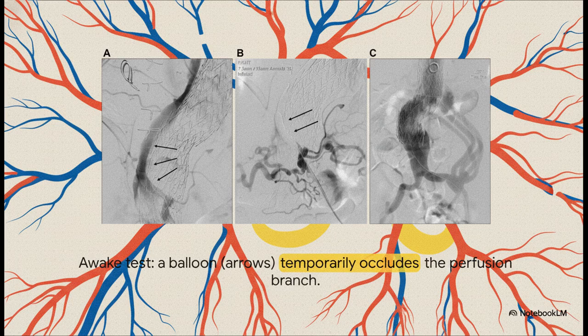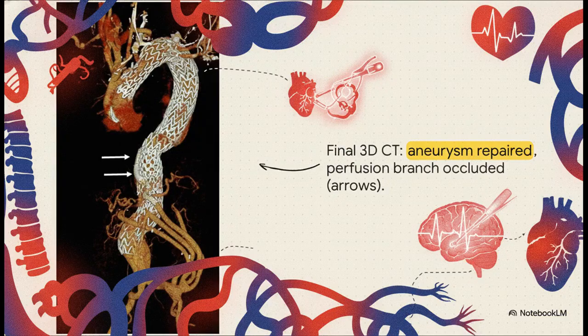It proved that her spinal cord's collateral network had developed enough to tolerate the permanent occlusion of that branch. Just incredible. And on the right, you see the final angiogram showing all the visceral grafts are working perfectly. And this is the final result, a beautiful 3D reconstruction post-op. The aneurysm is totally excluded, the grafts are working, and the arrows are pointing to that now permanently plugged perfusion branch. This case is just a phenomenal example of a staged, physiology-driven approach to preventing paraplegia in a patient who, by any traditional measure, might have been considered inoperable.